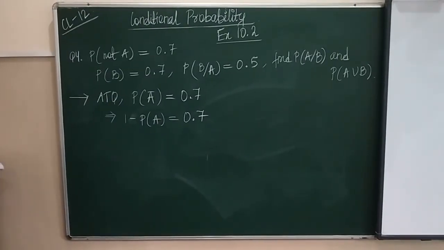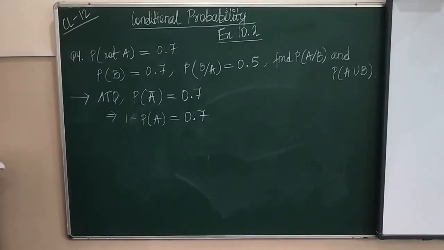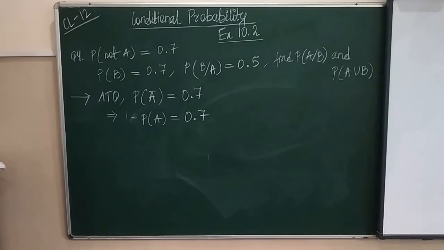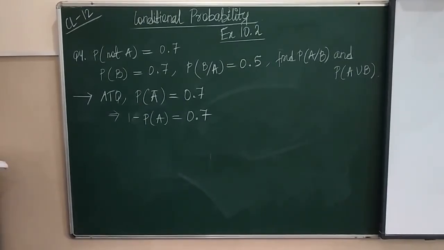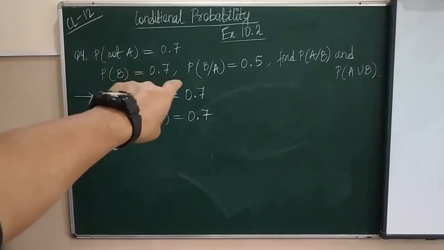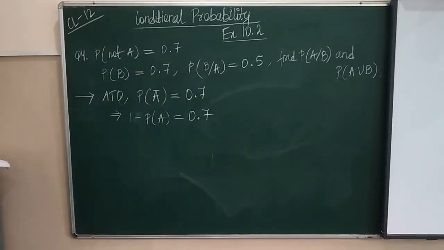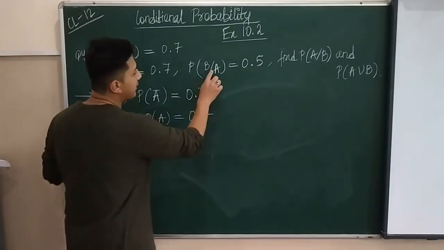Alright, so next we move ahead with question number 4. In question number 4, this is the question given to us. Probability A naught equals 0.7. Probability B equals 0.7. Probability B given A equals 0.5. Find the value for P(A given B) and P(A union B). So there are three things given to us.